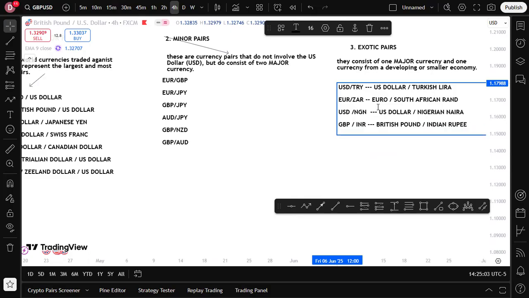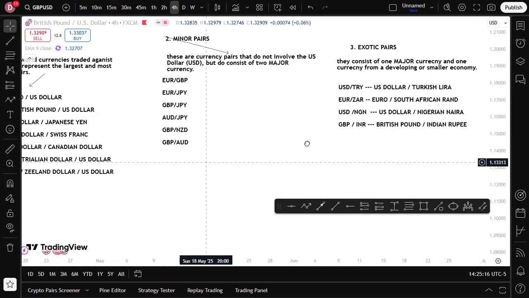Something like this. So you can also see the US dollar maybe with the Singapore dollar. Guys, just pair any major currency pair with one currency pair from a developing or smaller economy. This is just what exotic pairs are, right?